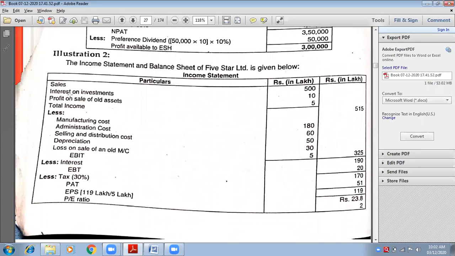One is interest on investment, non-operating income. Another is profit on sale of old assets, non-operating income. And loss on sale of old machinery, non-operating expense. These are the three things. All other things are okay. But these are the three things that I don't want: non-operating income and non-operating expenses, which are included before that. Included means if it is income, it was added, and if it is an expense, it was deducted. And I don't want those things to be added and deducted. Is it clear? At least you guys reply.